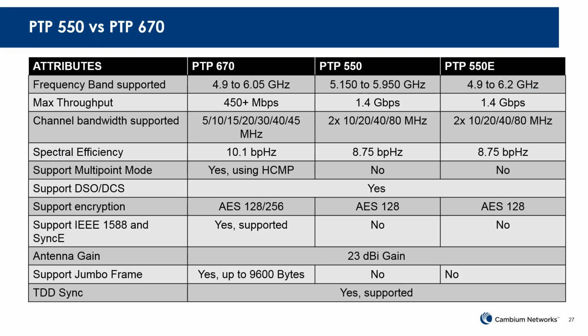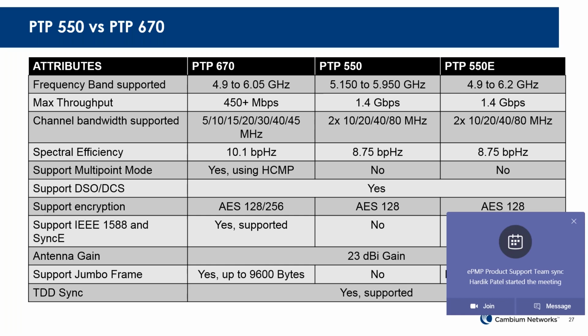Right. So the main difference between PTP 670 and 550 and 550E is the 670 is mainly built for industrial products. So it has a lot of key features such as 1588 timer, HCMP, which is high capacity multi-point, which means it can be used for point-to-point and point-to-multipoint. A lot of encryption and security features. The 550 and 550E is mainly built for speed. So it's mainly built for high capacity speed and doesn't offer too much extra feature sets. So let's start off with the frequency covered.